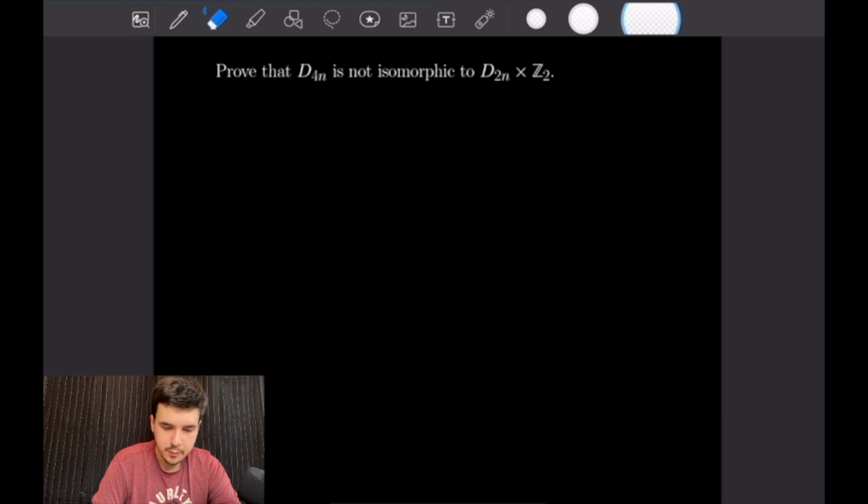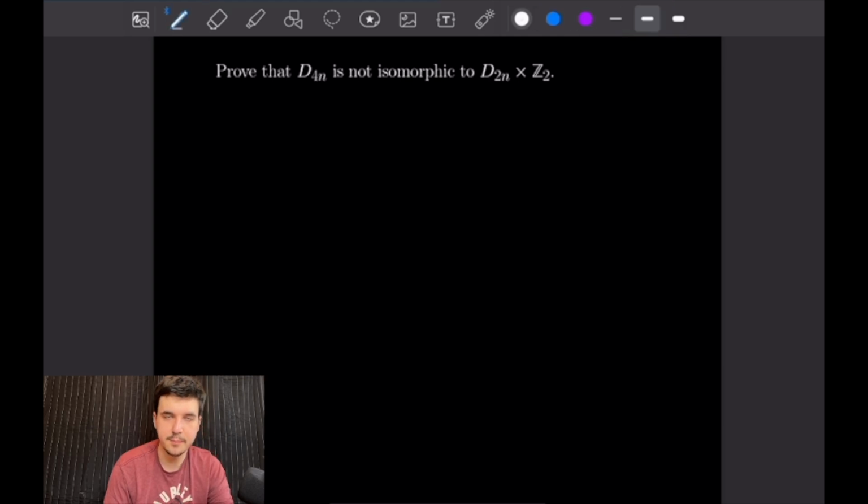For our first example, we want to prove that D_4n is not isomorphic to D_2n cross Z2. If you recall, we have a result in the lecture video corresponding to this example video that D_2n is isomorphic to D_n cross Z2 as long as n is an odd number. And you can see we do not have that case here, as we have a 2n instead of n, so 2n is obviously not an odd number. So to disprove this in general, I'm just going to provide a simple counterexample.